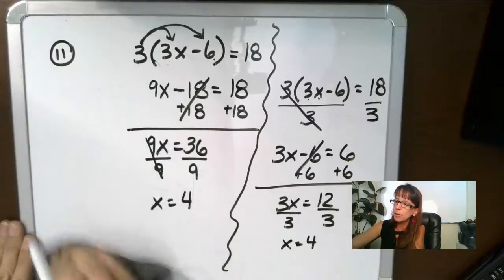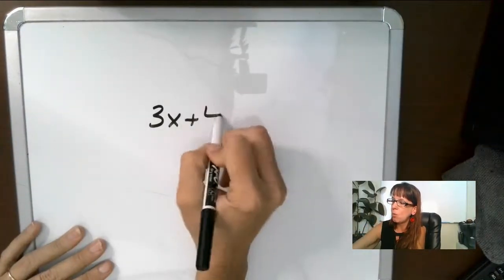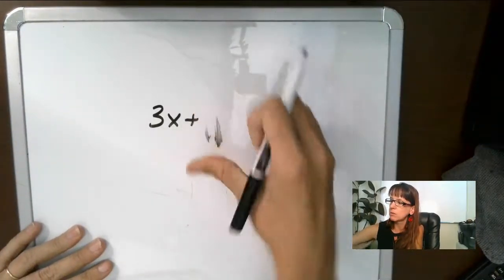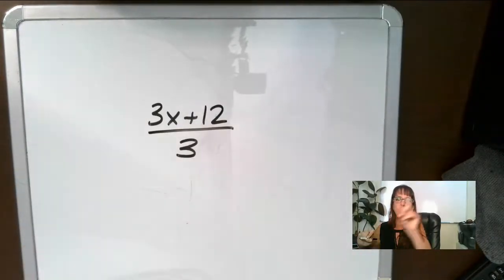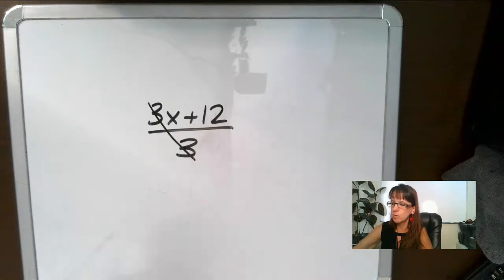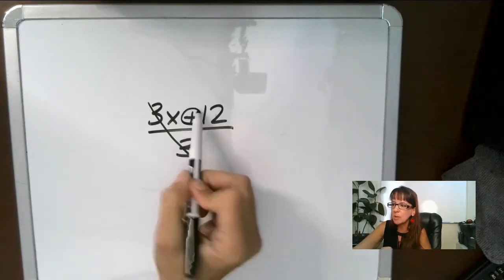For example, another example of why you can't do that would be like this. If you have 3x plus 4, oh no, let's not do 4, let's do 12. 3x plus 12 over 3. You cannot do this and cancel those out, okay? It has to be on the outside of parentheses, all right? So because this addition is here, we can't do that.